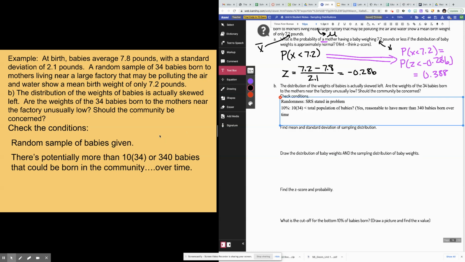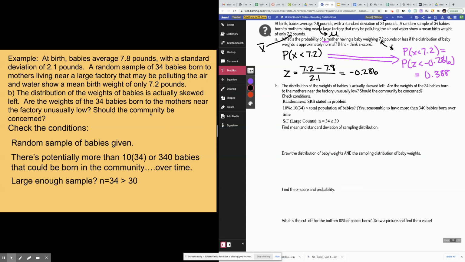Okay, so then my last condition is success fail, or remember, you may hear it called large counts. Here you either have to have a normal population, which we don't, they're telling us that the population is skewed, or the sample size must be greater than 30, which it is. So literally all you have to write is n equals 34, which is greater than or equal to 30. Okay, so we are all set with our conditions.